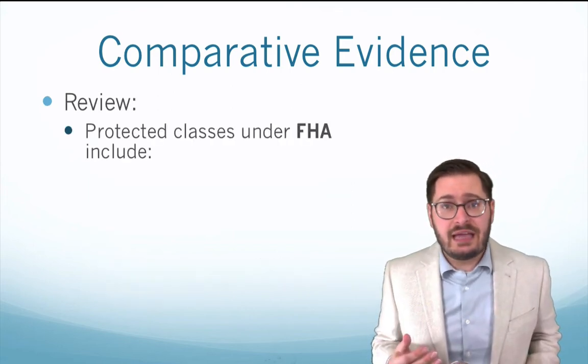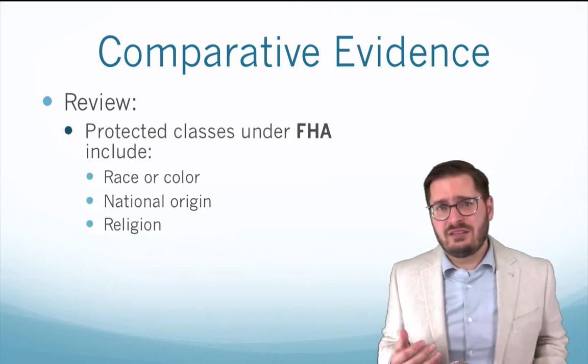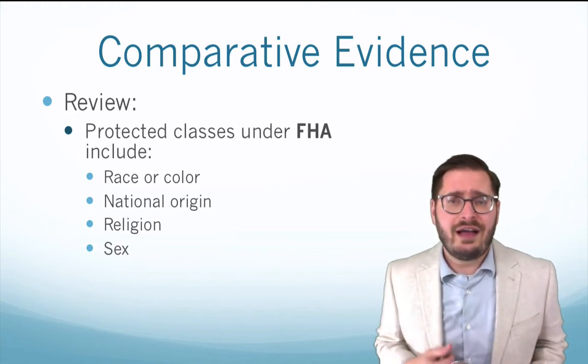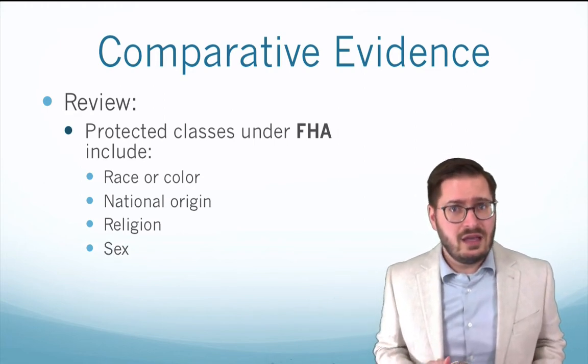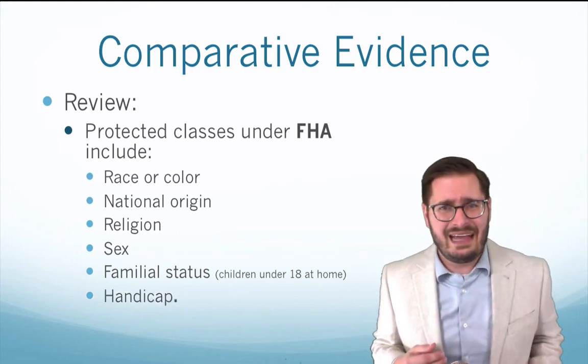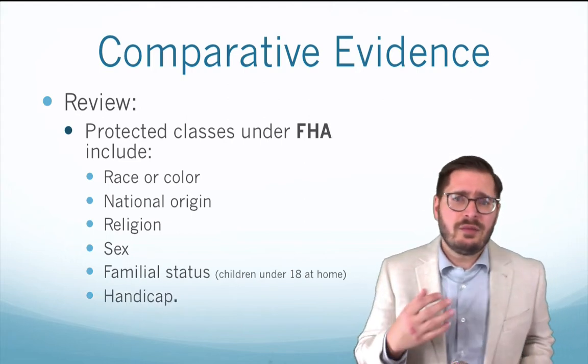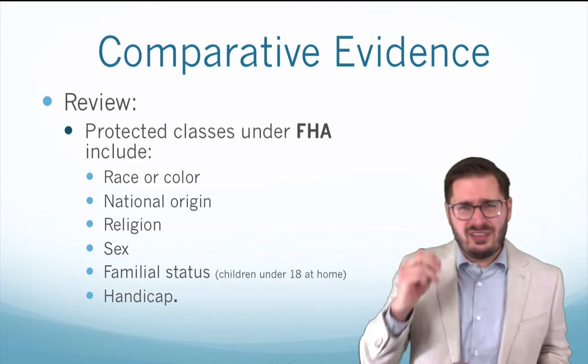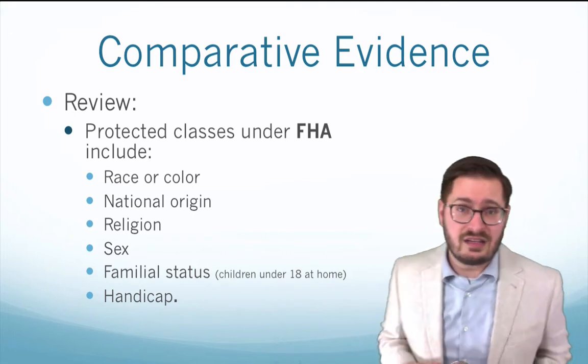Also, the Fair Housing Act adds a couple of protected classes. It has some of the similar ones that are found in the Equal Credit Opportunity Act, but adds two new ones, including familial status and also handicap. So when it comes to comparative evidence, what we're looking for is discrimination against a protected class.